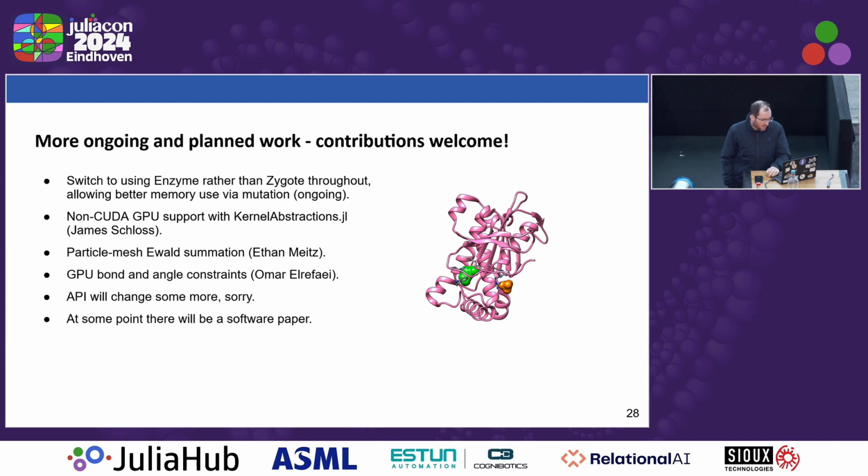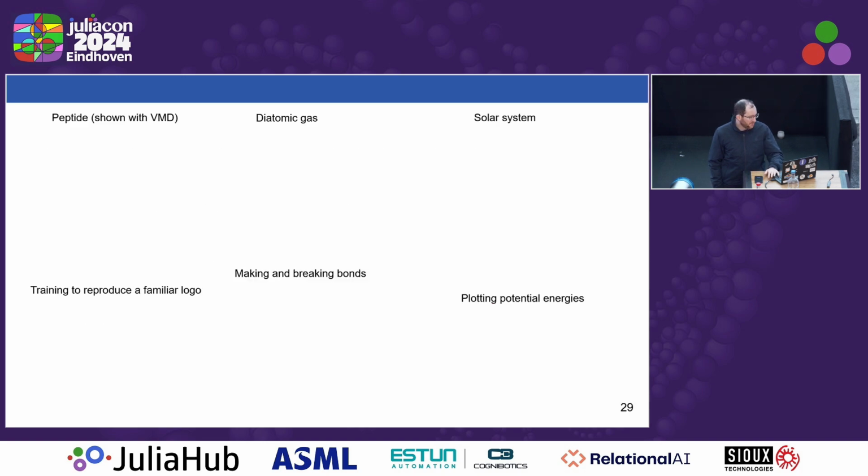James Sloss is adding generic backend support with KernelAbstractions, which we should be able to do without a loss in performance, and means that you should be able to run this on all sorts of GPUs. There is work being done on particle mesh Ewald and GPU bonded angle constraints. The API may change a little bit more as we try and find the right balance. But if you have any suggestions or comments, do let me know and we can work that in. And at some point there'll be a software paper with all the contributors.